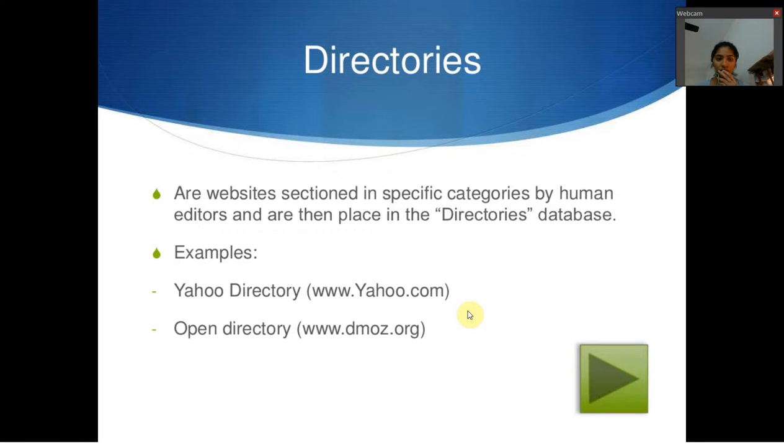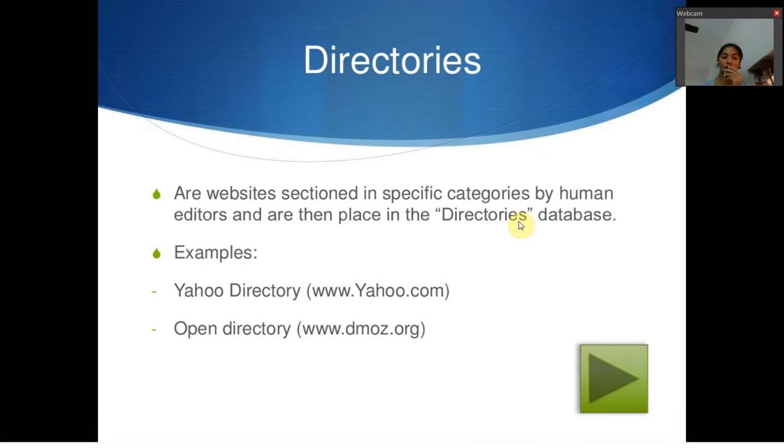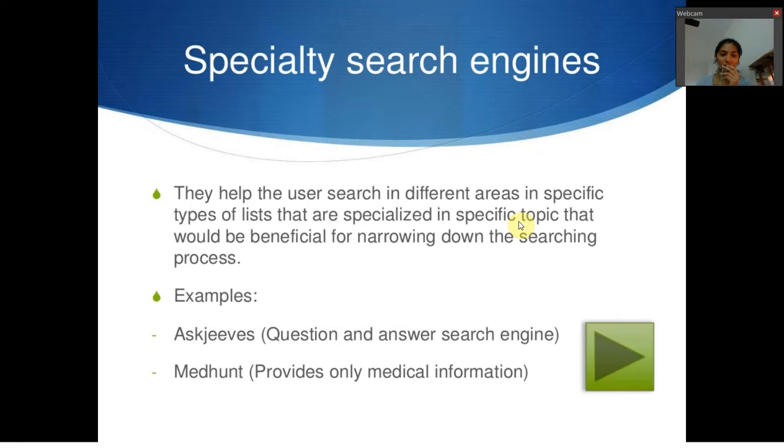Directories are websites sectioned into specific categories. Yahoo has a specific directory, and each category is done by human editors and placed in the directory's database. So it is sectioned into specific categories of specific results.